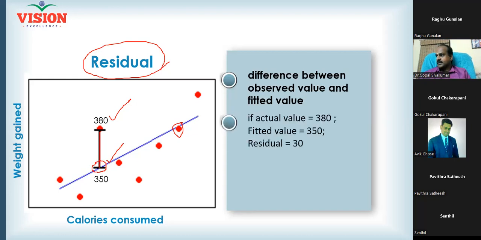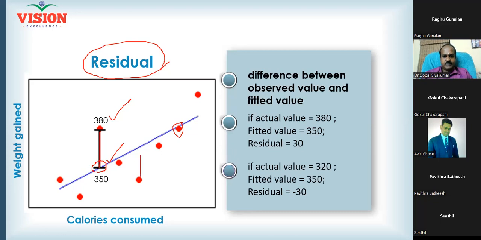You can have a positive residual. When your point is above the line, the positive residual is 30. When the point is below the line, then the residual may be negative. For example, it's like this. All of you understand what is residual here? Yes? Yes, sir.